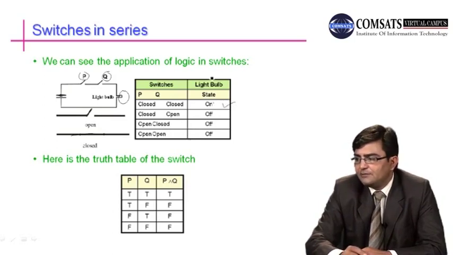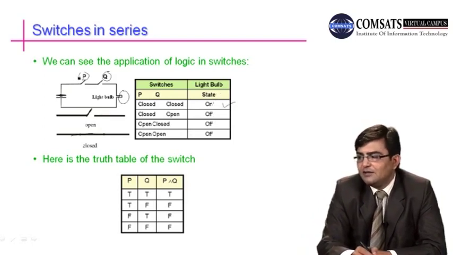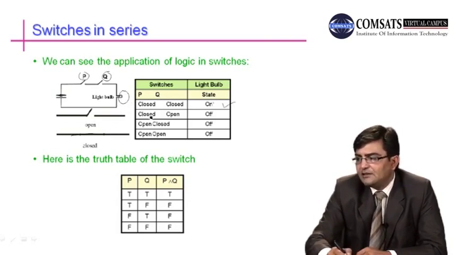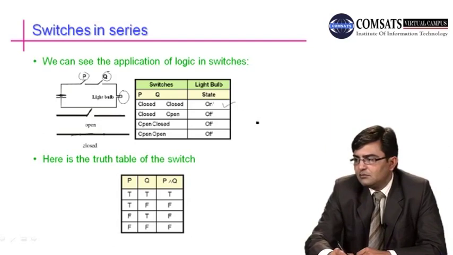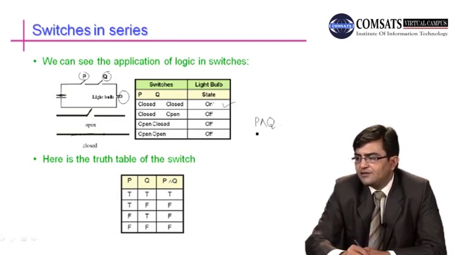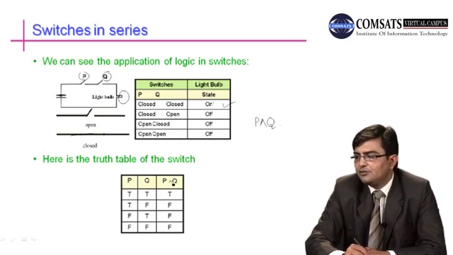So if we have two switches for one bulb, this circuit is called switches in series, and in digital logic it is basically P and Q, the AND logic gate. Its truth table in logical form, we can write: P, Q, P and Q; true, true, true; true, false, false; false, true, false; false, false, false.